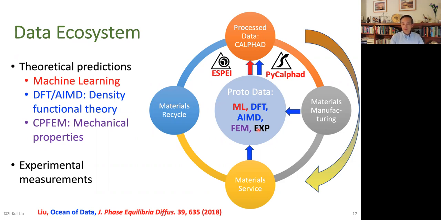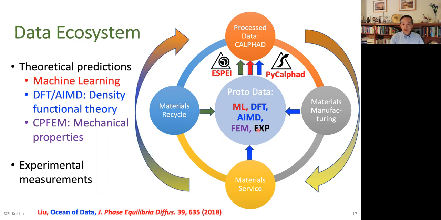Of course, another thing is that when materials get used up, you can recycle it. The recycle will generate new data again. Okay, so now the idea is that because this ecosystem, the new data continues getting into the proto data system, and it continuously improves the CALPHAD databases, and then continues for the new material design and the manufacturing, the service, and the recycle.